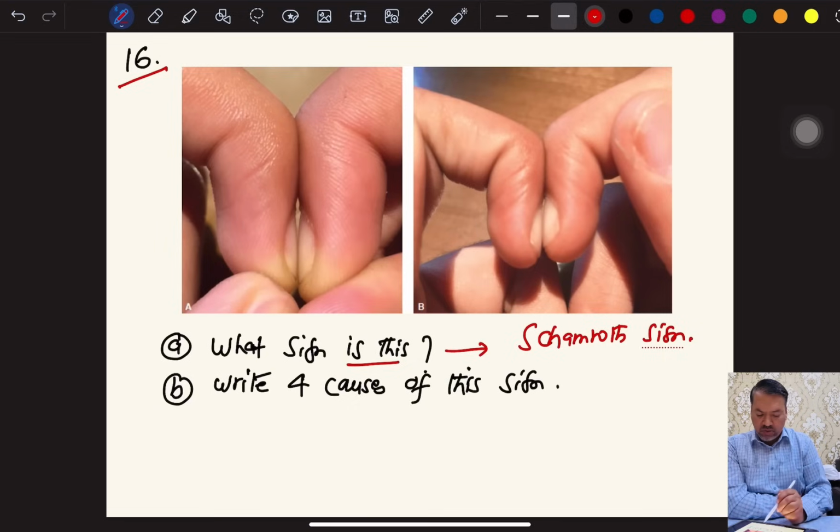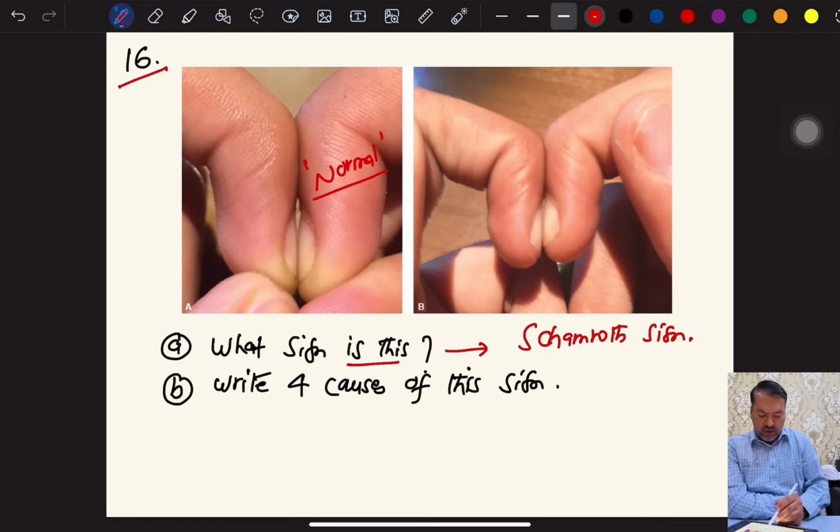And see this, in a normal case, there is a diamond shaped space formed when we oppose the two nails of the two fingers here. But in case of early phases of the clubbing, this diamond shaped space disappears. Okay, there's no diamond shaped space. This is called Samrat sign or Samrat test.